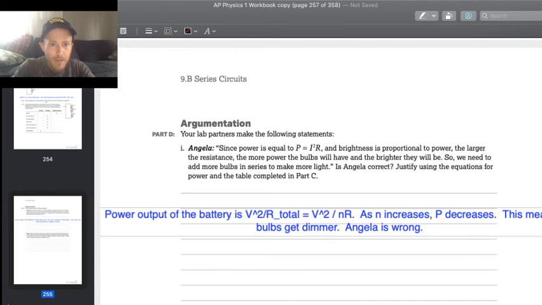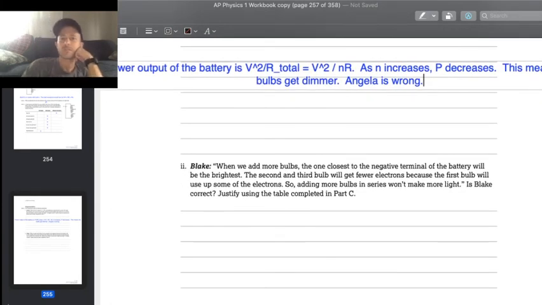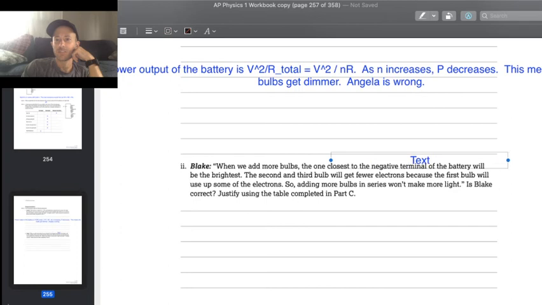So I'm trying to model how you might answer these questions if you were taking the AP exam. Blake says: when we add more bulbs, the one closest to the negative terminal of the battery will be the brightest. The second and third bulbs will get fewer electrons because the first bulb will use up some of the electrons. Oh my gosh, Blake is really dense. Blake is a moron. So adding more bulbs in series won't make any more light. Blake is really not very smart.